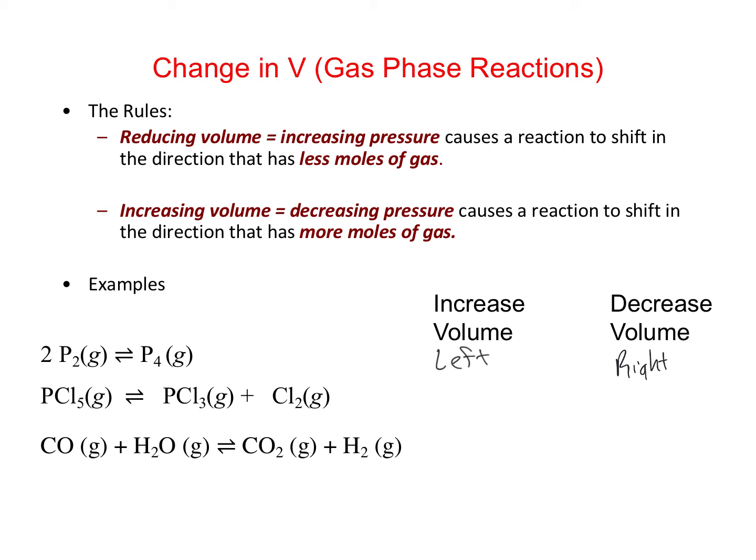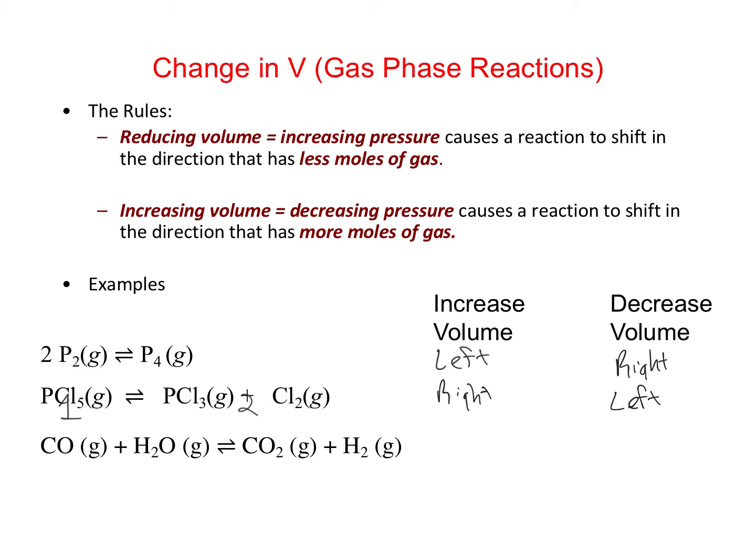All right, if we look at our next reaction, now I have 1 mole of gas phase reactant on the reactant side. I have 1 plus 1, so 2 moles of gas phase products on the product side. And so when I increase the volume, it'll shift to the side that has more moles of gas. In this case, it'll shift the reaction to the right to make more products. Conversely, when I decrease the volume of that reaction, it'll shift to the side that has fewer moles of gas, and so that's going to go to the left.